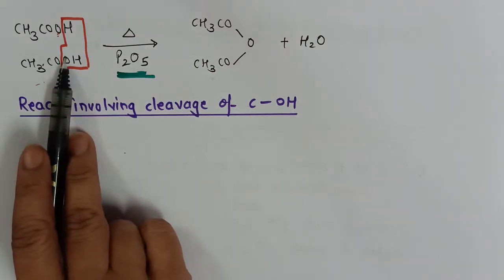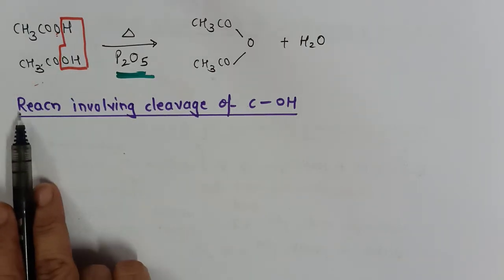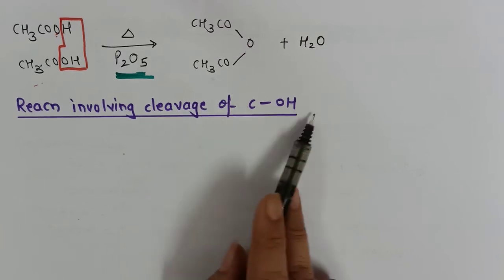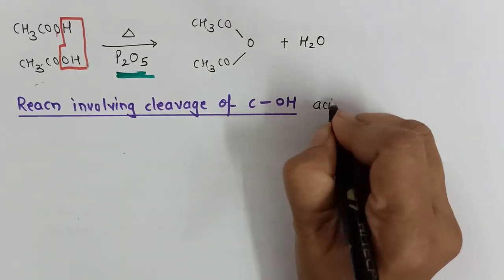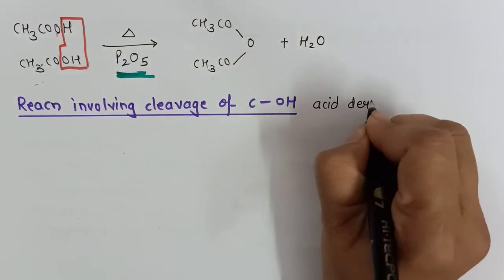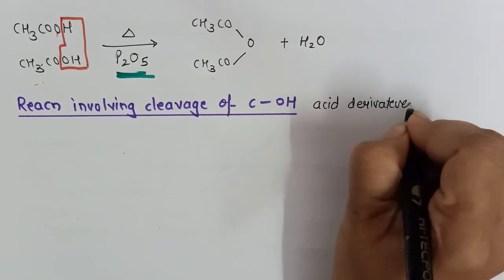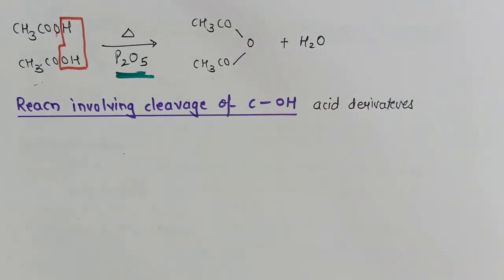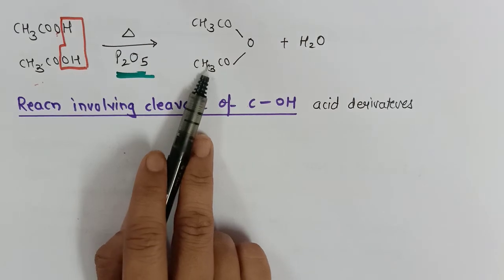Now we will discuss reactions involving cleavage of the hydroxyl group. One example we have already studied here. Generally, the reactions which involve cleavage of the hydroxyl group give us acid derivatives. What are acid derivatives? Acyl chloride, acid anhydride, ester. These are acid derivatives. So one acid derivative we have already discussed here.